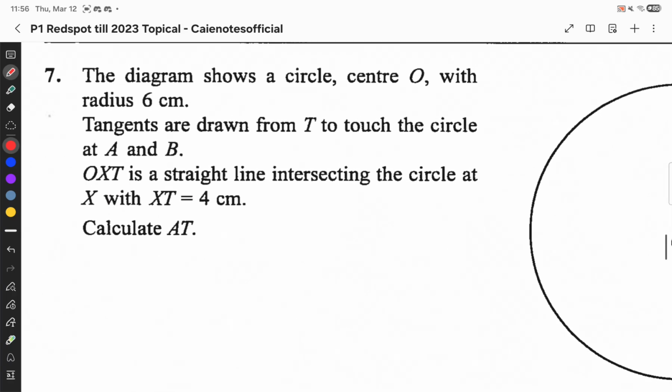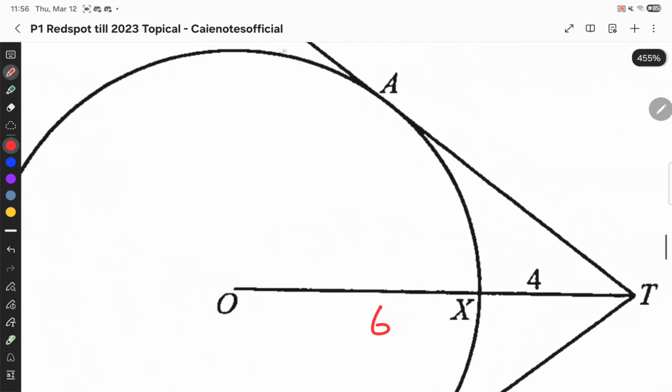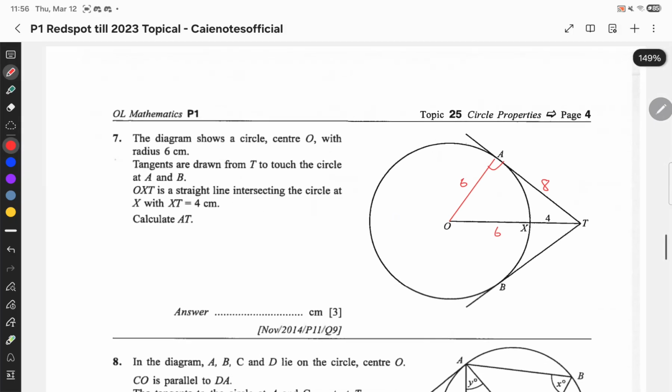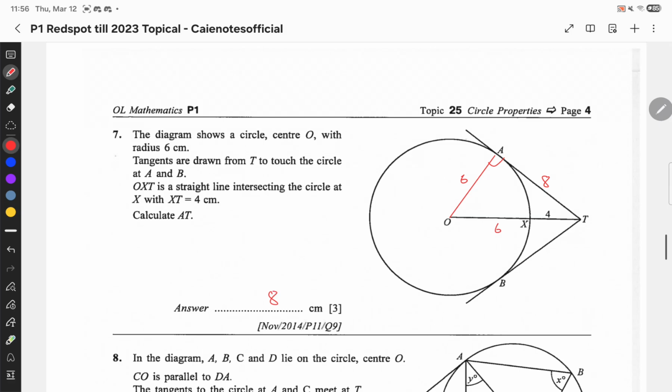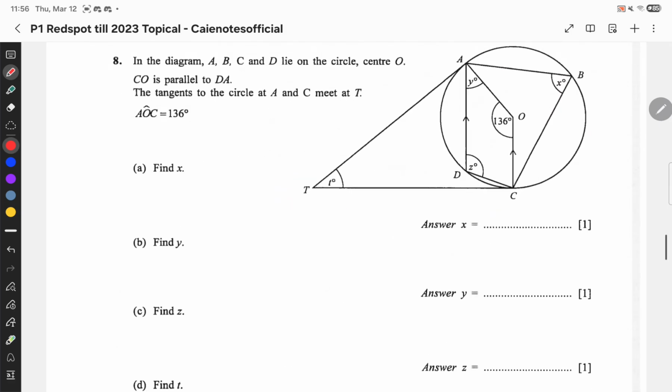What are we given? The radius is 6. Done. That's all we needed to know. So this is point T. We know this is a tangent, and this will be 6. This entire length will be 10. We use some Pythagoras, we find 8, and that is our final answer. Very easy, very quick.